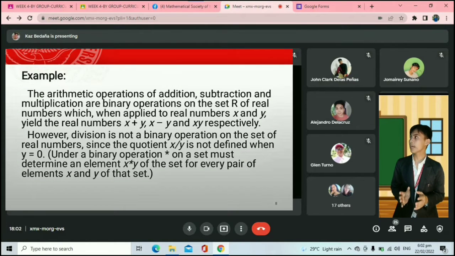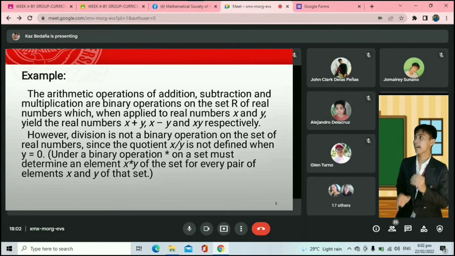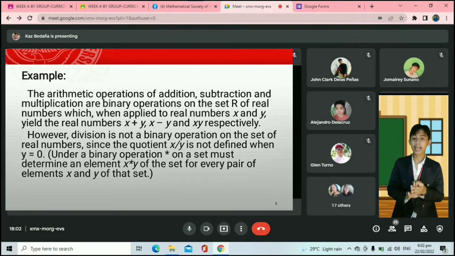Here is the example. The arithmetic operations of addition, subtraction, and multiplication are binary operations on the set of real numbers which, when applied to real numbers x and y, yield the real numbers x plus y, x minus y, and xy respectively. However, division is not a binary operation.